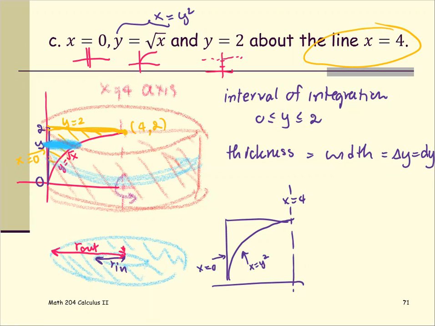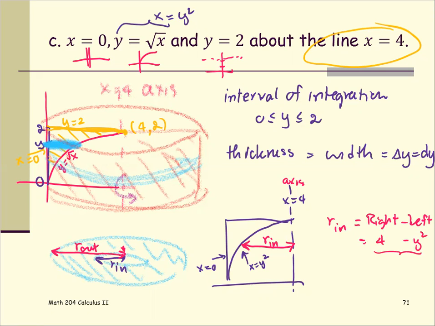So the inner radius is from the axis of revolution to the closest curve. This is the R in, or the inner radius. To compute the inner radius, if you do it the horizontal way, you do the right value minus the left value. The right value is the axis value, x equals 4. The left is the curve x equals y squared. So this is the expression for the inner radius.